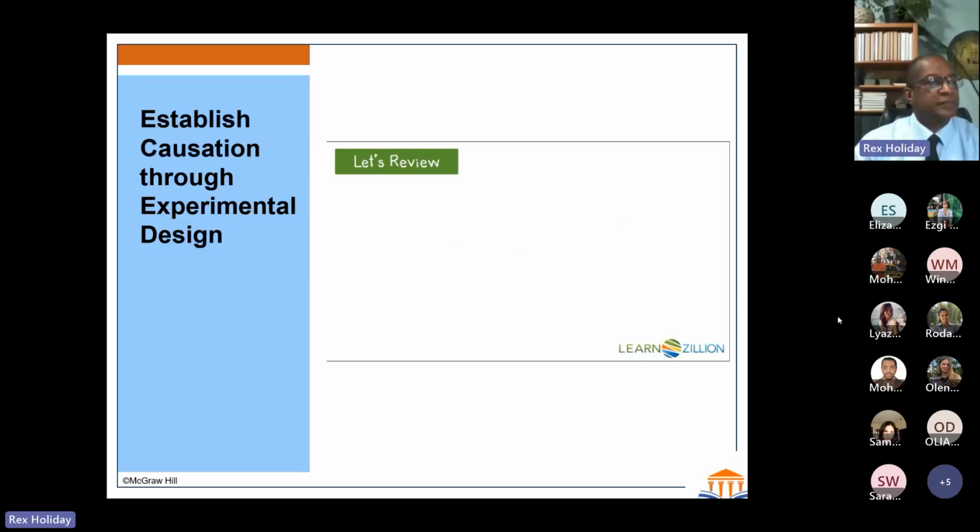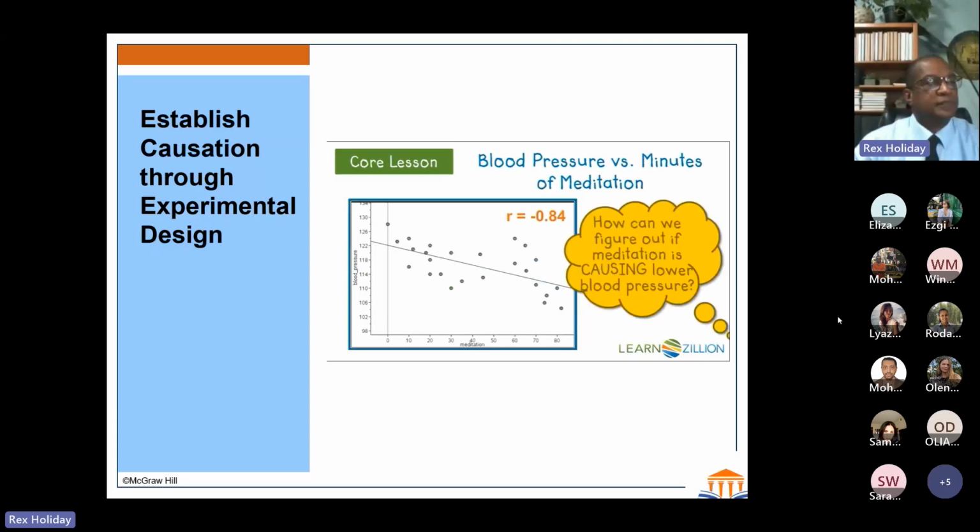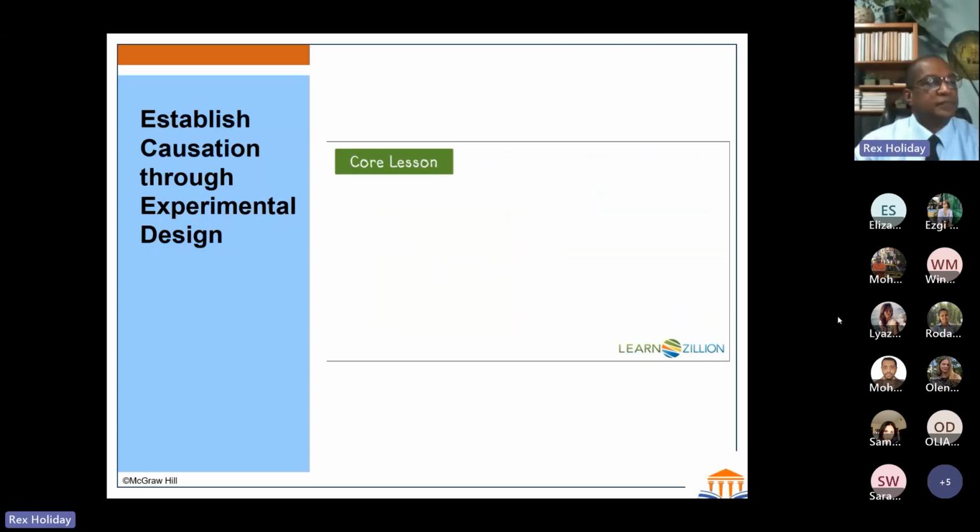Another important thing to review before we begin this lesson is that a correlation between two variables does not mean that a change in one of the variables causes a change in the other. It only means that there is a linear association between the two variables. This is a very important distinction in statistics. So how do researchers establish causation then? For example, if we see that there is a negative correlation between meditation and blood pressure, what do we need to do in order to figure out if more meditation is causing lower blood pressure? The answer is that we will need to conduct an experiment.